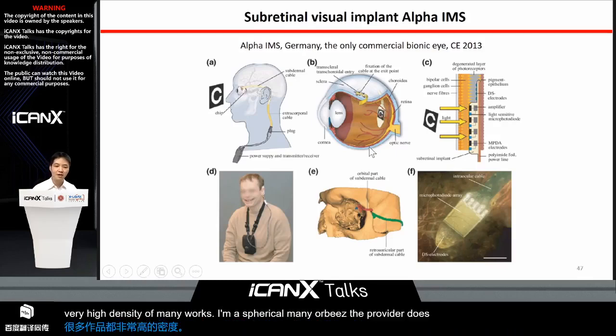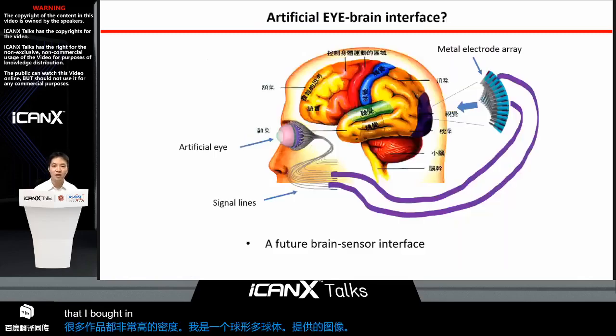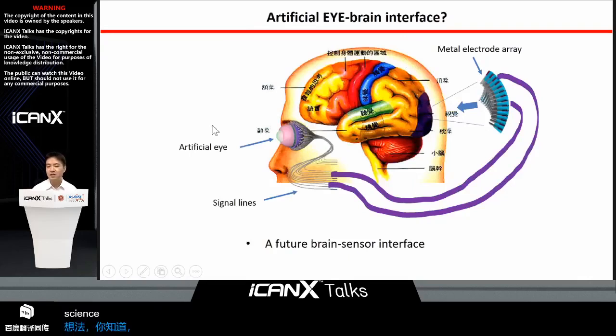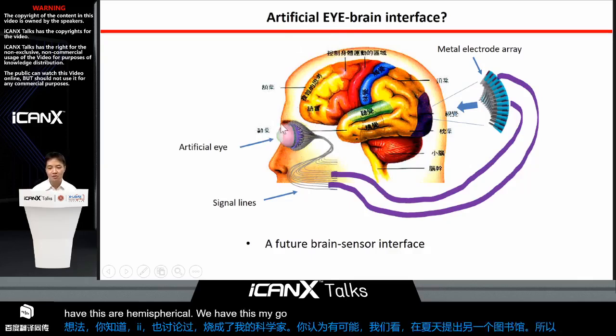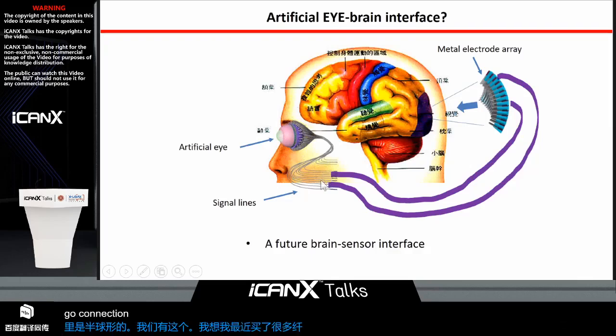So what if somebody's eyeball got damaged, entirely damaged? This is the wild idea I want to share with you. I also discussed it with brain doctors and life scientists. They think there's a possibility. So here, we are proposing an artificial eye-brain interface. We have this eyeball, our artificial eyeball, which is spherical, with many fibers, electrical connections. And all these electrical connections can go to a metal electrode array.